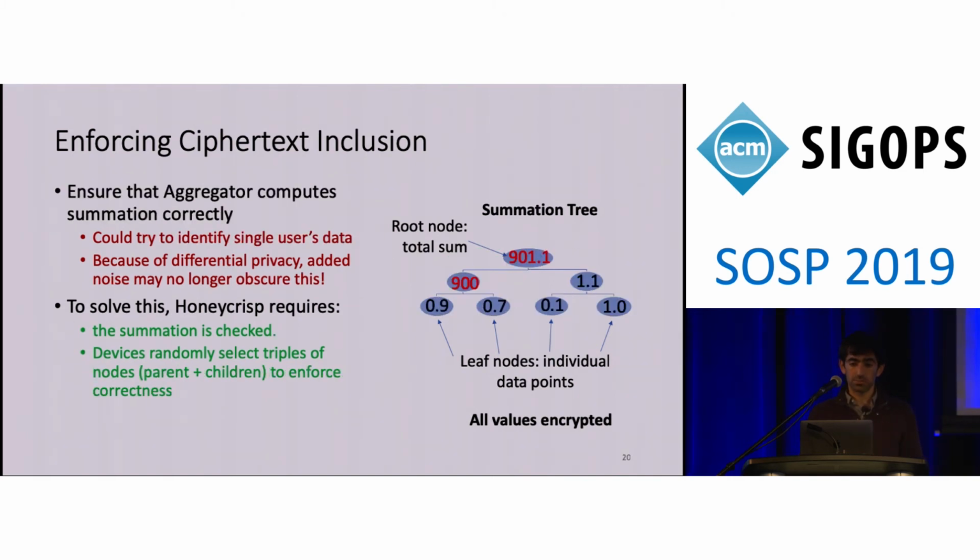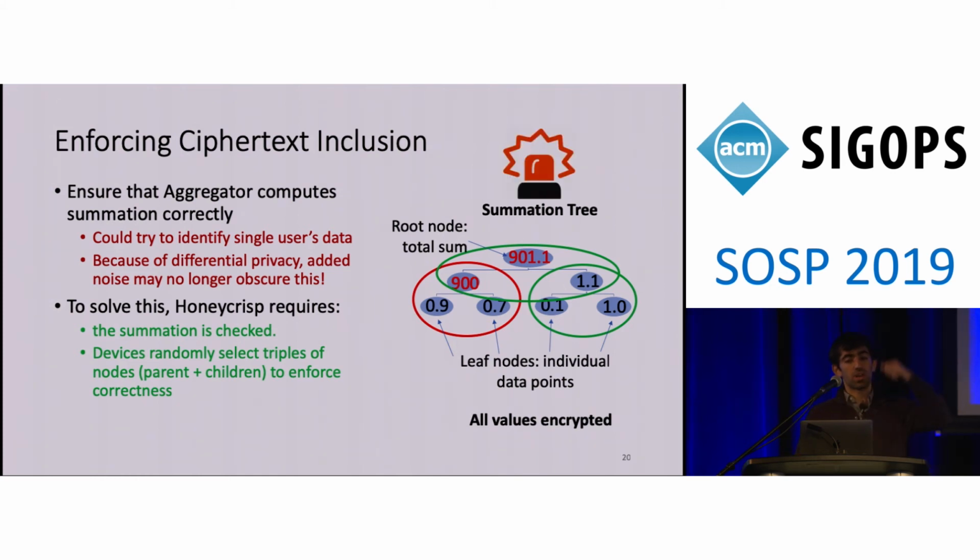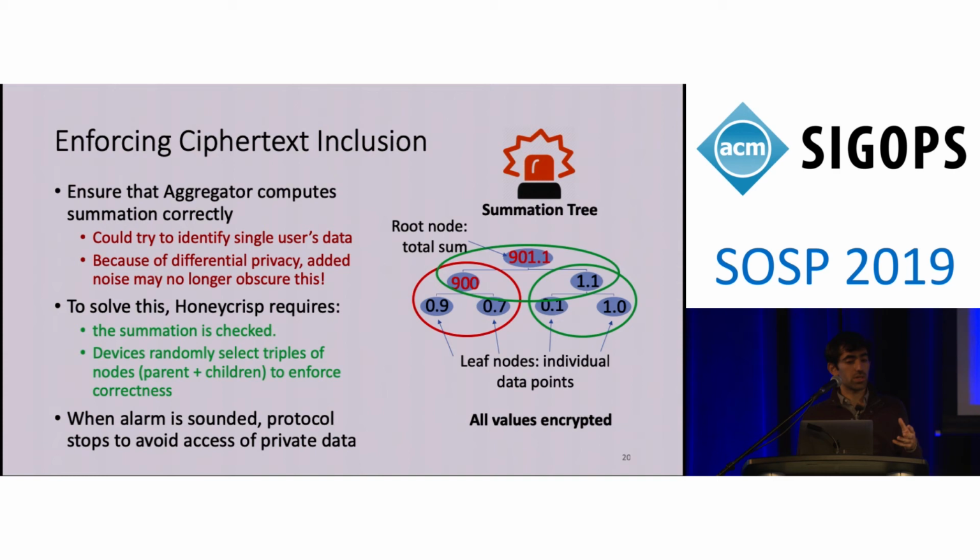enforce correctness. Here's an example of when things go wrong, and this 900 value is inserted there. These checks will indeed succeed, but we see that 0.9 plus 0.7 is not 900. So in this case, we raise an alarm, and when the alarm is sounded, the protocol will stop to avoid any access of private data.